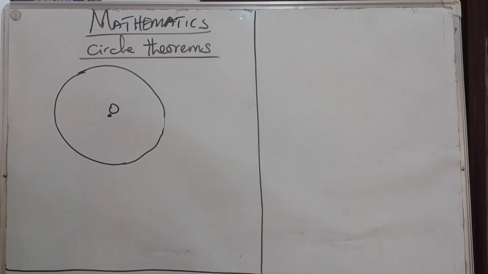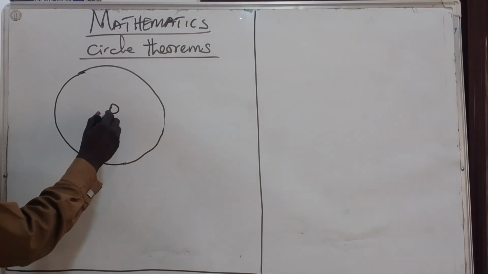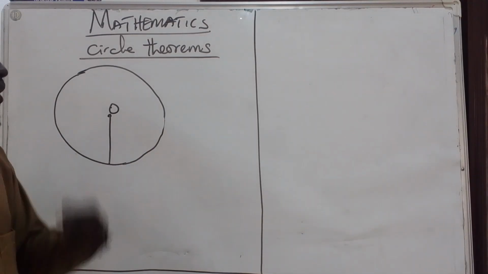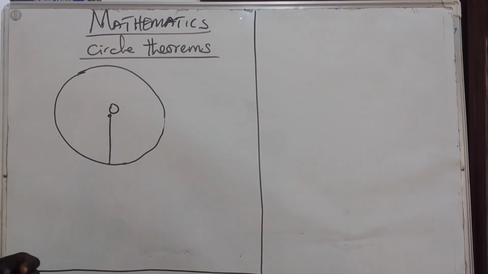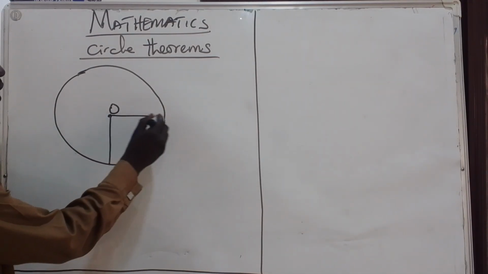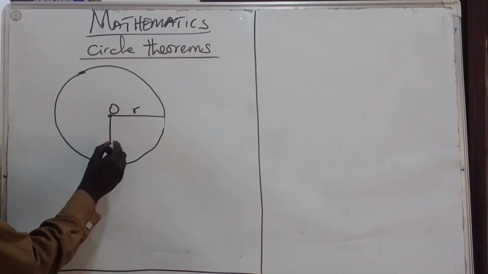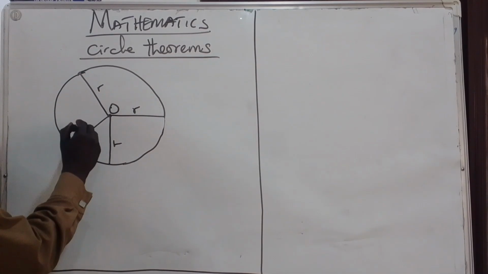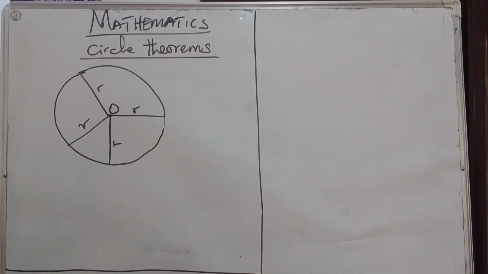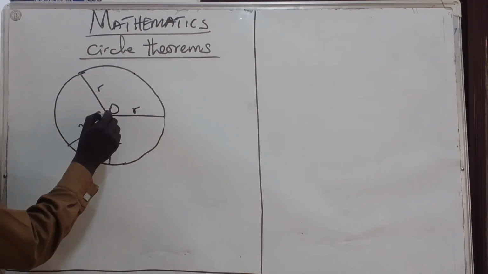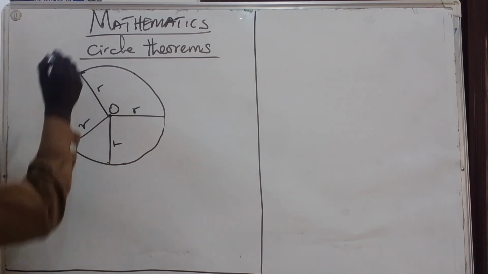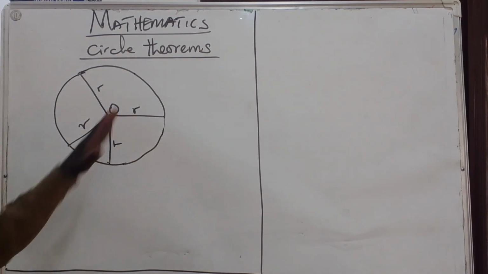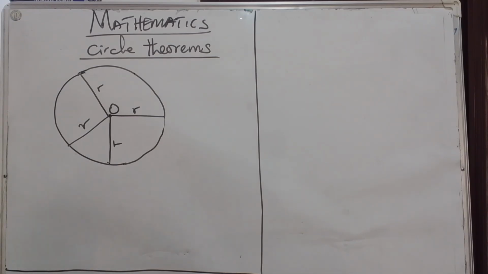And there is a radius. A radius from anywhere on the circumference to the center of a circle is the same. So if this is a radius, this is another radius. All the radii here are the same. From here to here is equal to from here to here. Reason: radii. So the radius of a circle is the same throughout the circle.